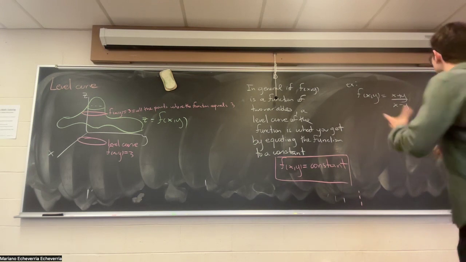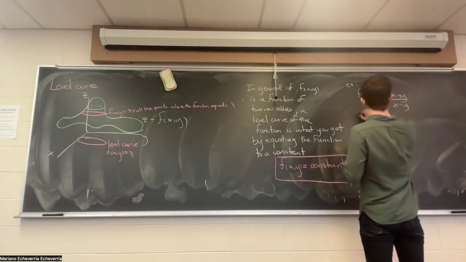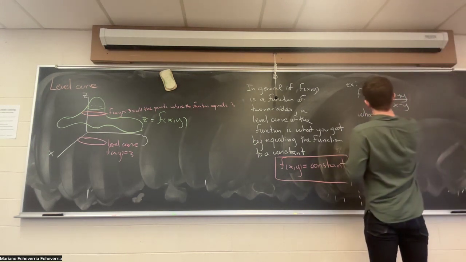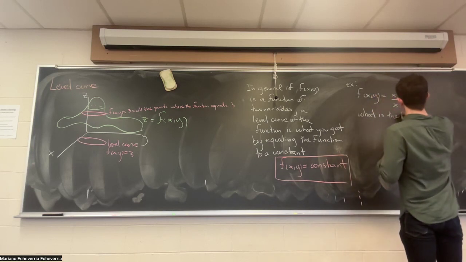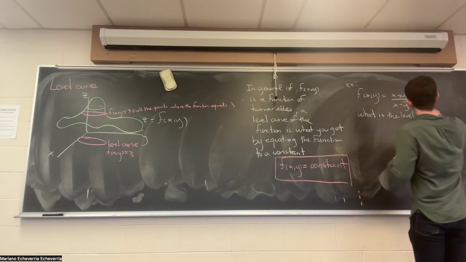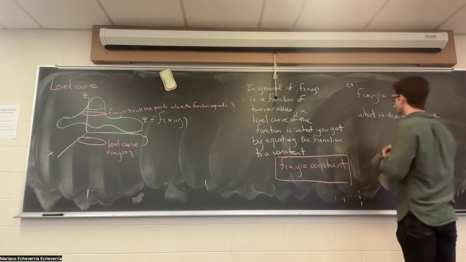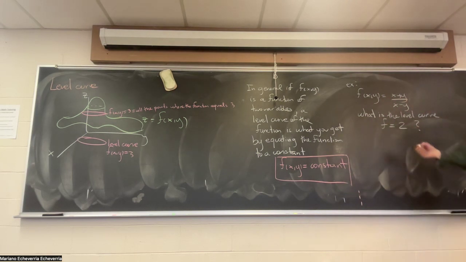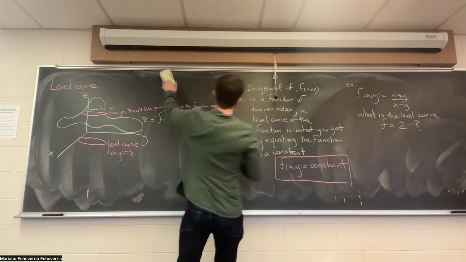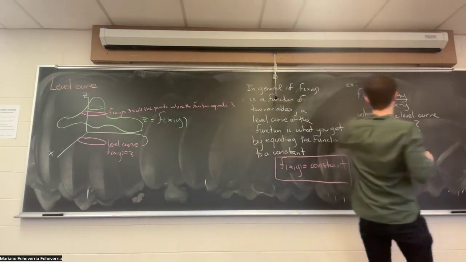So you can ask, what is the level curve f equals 2? By that, I'm asking, find all the points where the value of the function equals 2. Let me write it as f of x comma y equals 2.